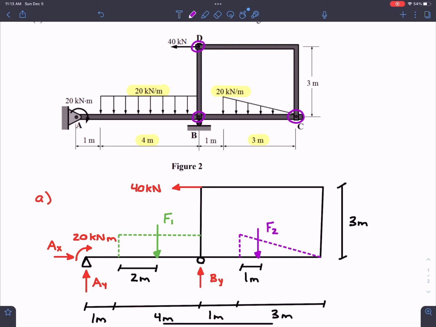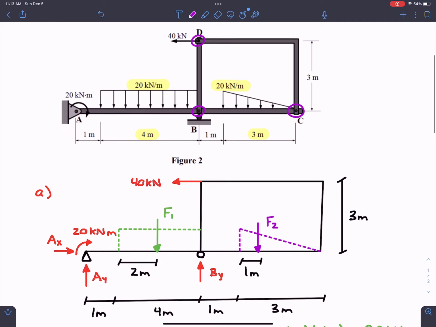Typically, we would have to split the beam apart. But here's the trick. You don't have to do that if you already have enough equilibrium equations. We know from the theory that for any free body diagram, we have 3 equilibrium equations. Sum of forces in x is 0, sum of forces in y is 0, and the summation of moments is also equal to 0. So we can technically solve for 3 unknowns.